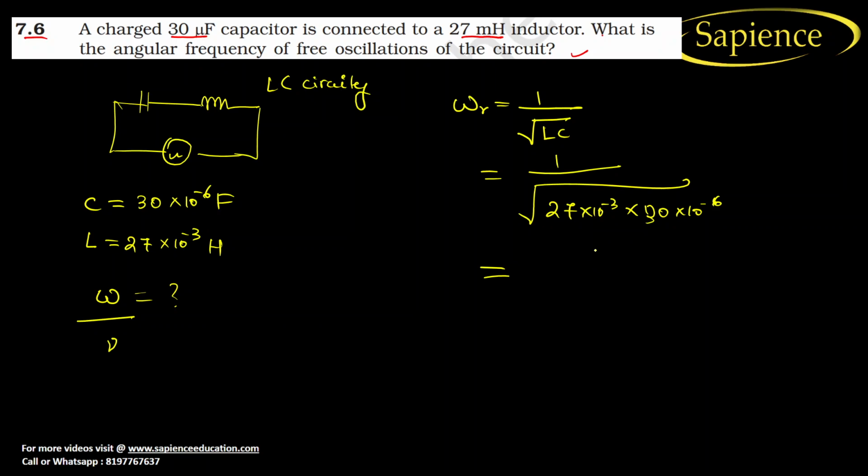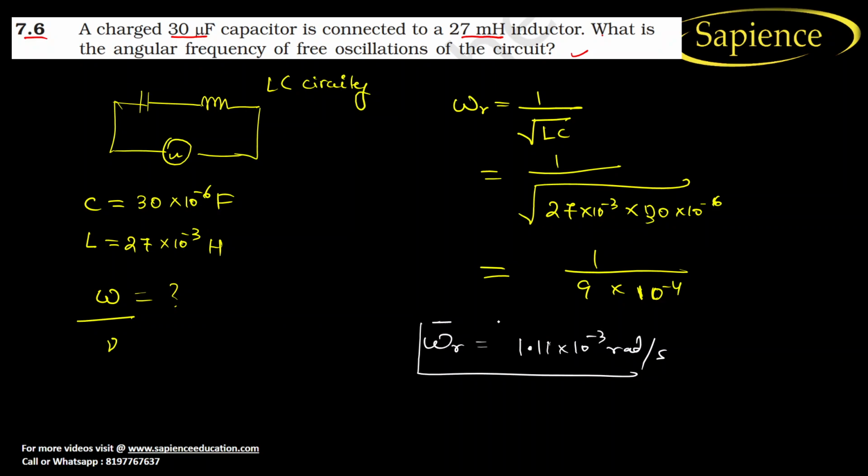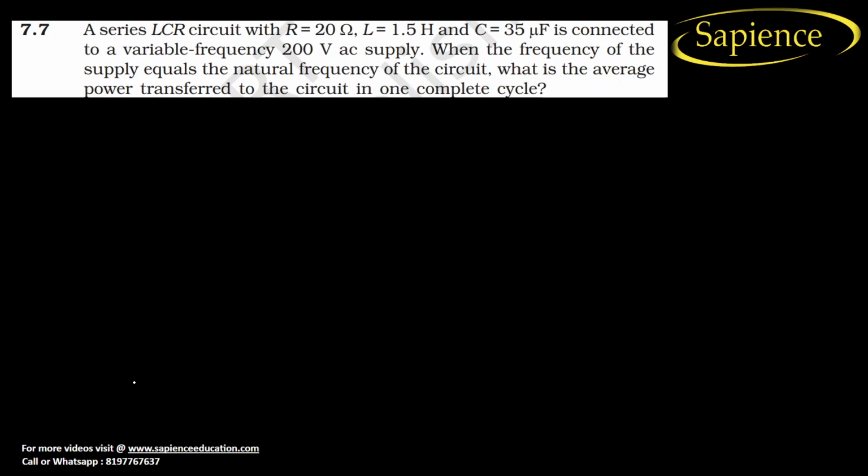So just calculate it. I will get 9 into 10 to the power minus 4. So the answer for this one, omega R, will be 1.11 into 10 to the power 3 radian per second. So I hope you have understood this one. So let's go for the next question, that is 7.7.